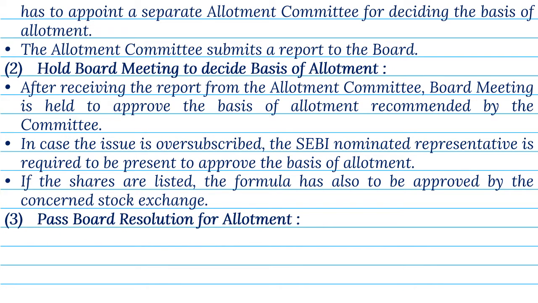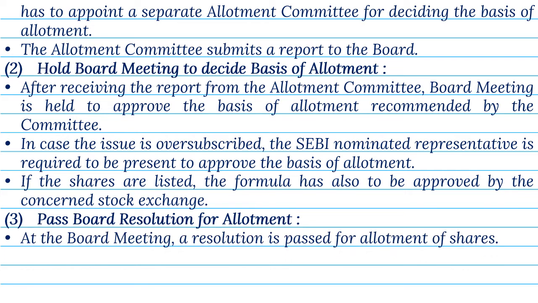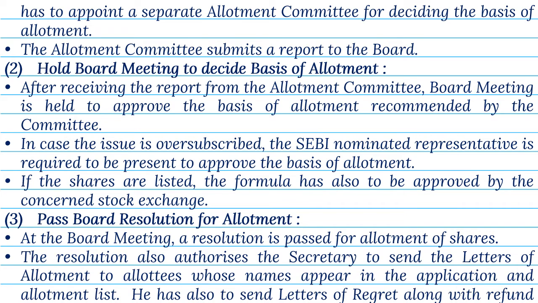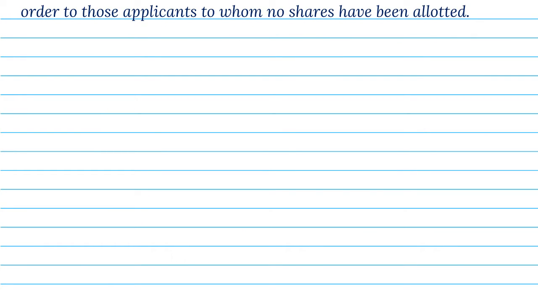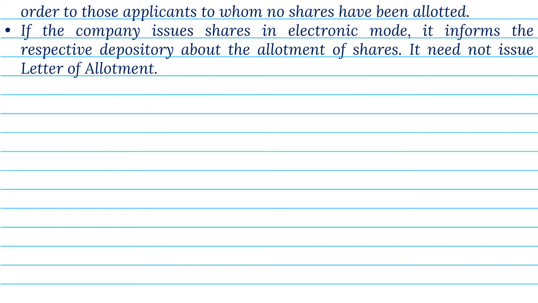3. Pass Board resolution for allotment. At the Board meeting, a resolution is passed for allotment of shares. The resolution also authorizes the Secretary to send the letters of allotment to allottees whose names appear in the application and allotment list. He has also to send letters of regret along with refund order to those applicants to whom no shares have been allotted. If the company issues shares in electronic mode, it informs the respective depository about the allotment of shares. It need not issue letter of allotment.